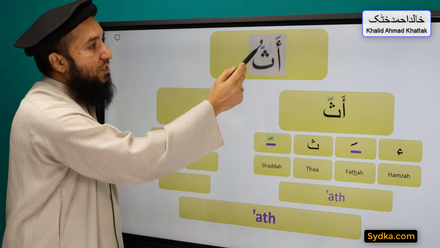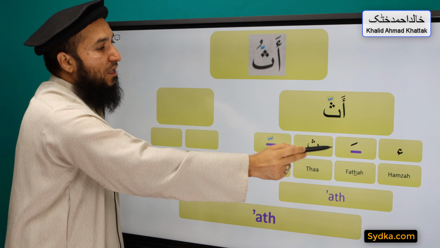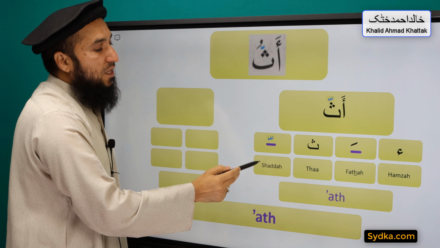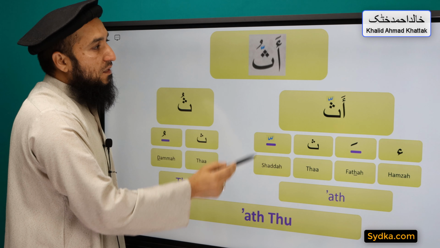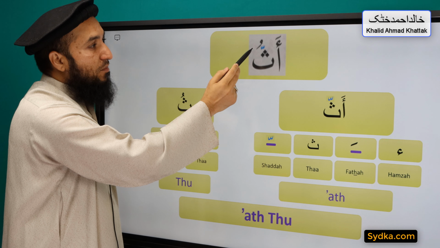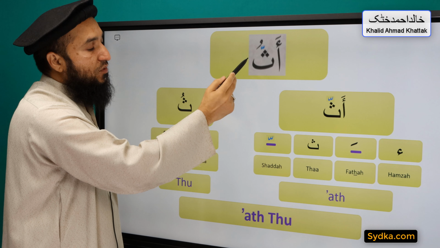Hamza, fatha, tha, shadda, ath. The second syllable we have is tha, dhamma, thu. Tha is a light letter, it has dhamma on top of it and it is prolonged for one count.